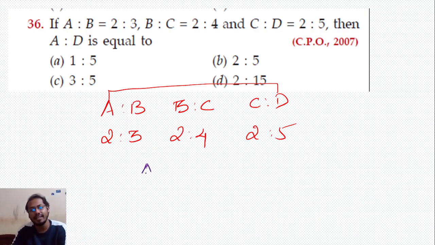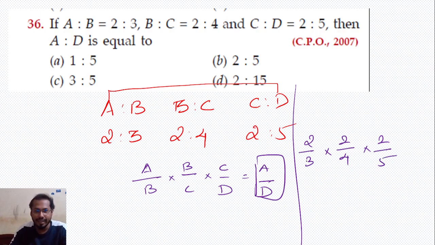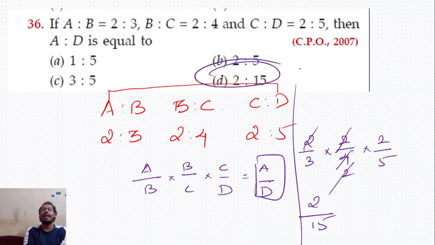Just write A by B into B by C into C by D. You will get A by D as the answer. That's what the concept. Okay, so now I'm going to do the same. 2 by 3 times 2 by 4 times 2 by 5. Right? So just, can I cancel anything? Yeah, here it will be 2. Then 2 and 2 getting cancelled. That's it. So 2 over 5 3s are 15. 2 over 15. 2 is to 15 is the A is to D. So in the end and the end, just write the ratios and multiply that. The final answer will be this end and that end. Right?